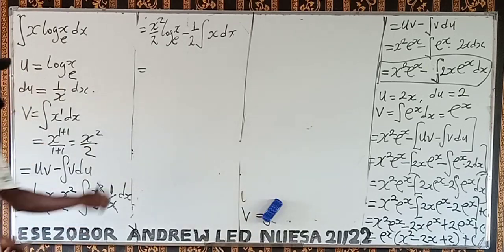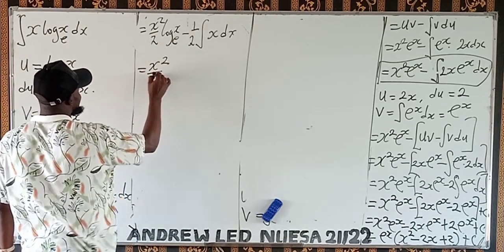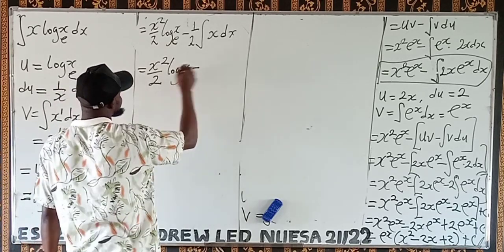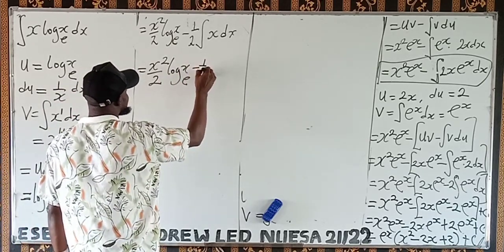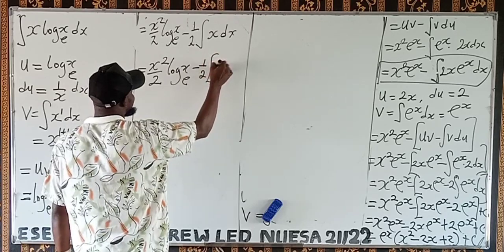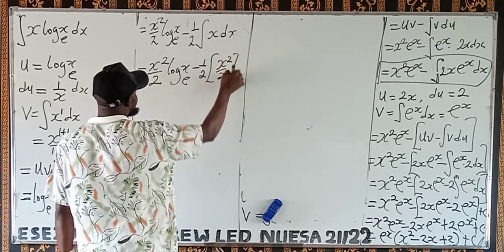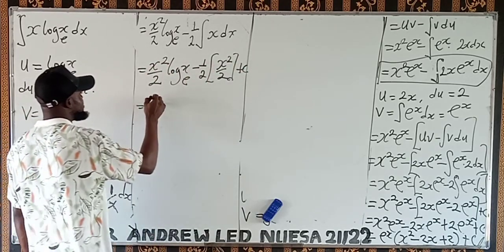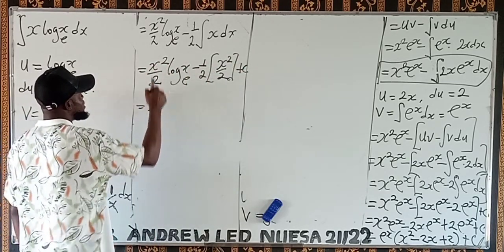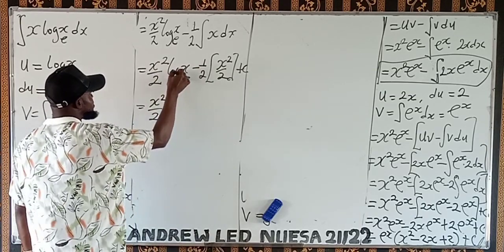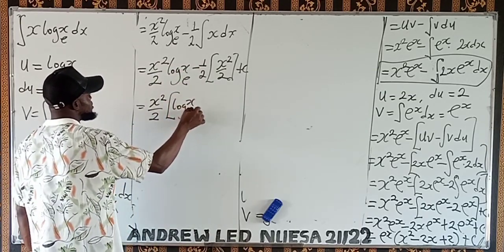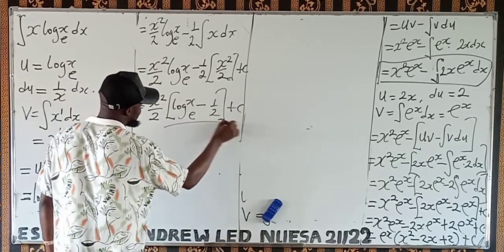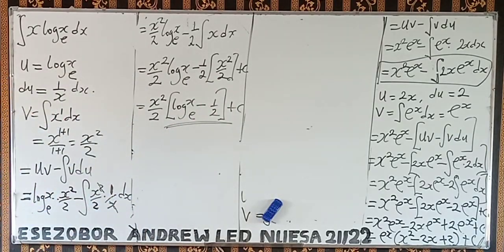We don't manipulate if it's 1. So we're going to have x squared over 2 log x to base e minus 1 over 2. Integrate this now, we're going to have x squared over 2 plus c. So if you check, we have x squared over 2 here and here. You can move it out, we have x squared over 2 in brackets. What is left here? Log x to base e. And what is left here? 1 over 2 plus c. This is what we have here.